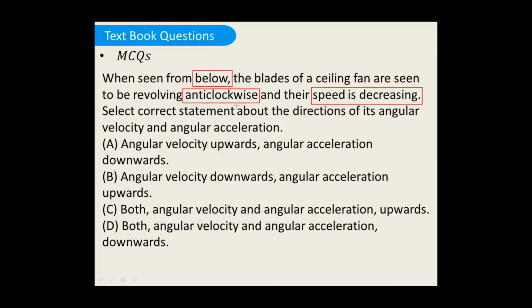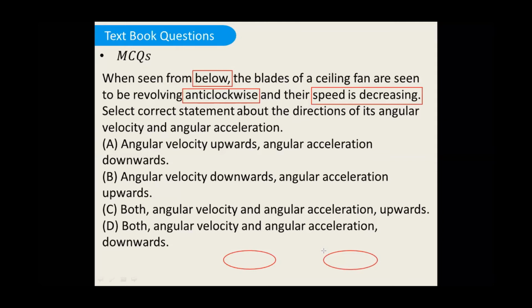The particle is performing anti-clockwise circular motion, and the speed is decreasing. Select the correct statement for the directions of its angular velocity, which is omega, and angular acceleration, which is alpha. If you remember the diagram, suppose these are the two circular motions, clockwise as well as anti-clockwise. In theory, we always rotate the object in the anti-clockwise direction.